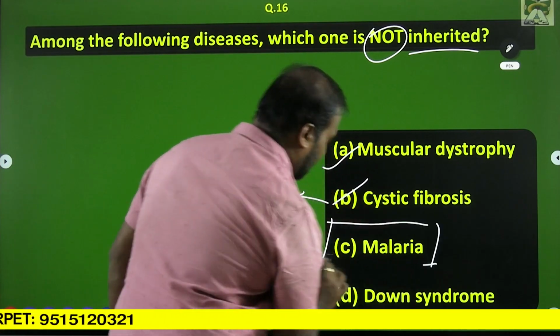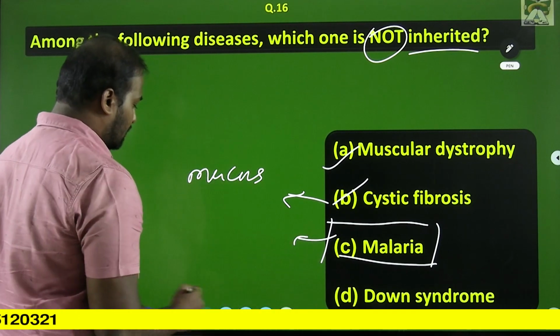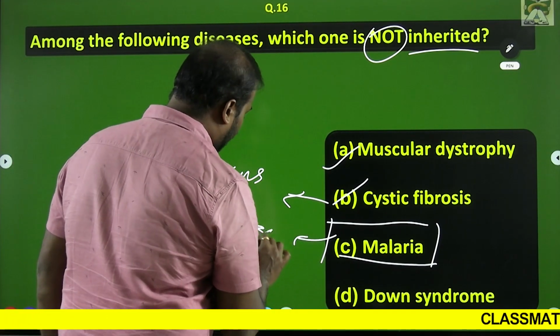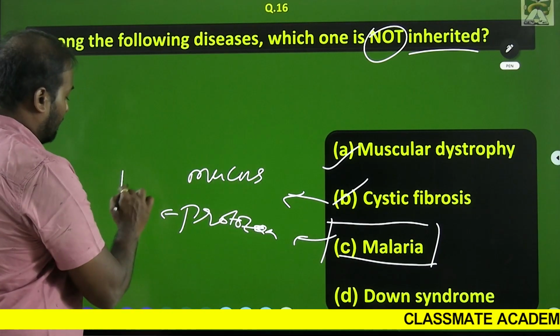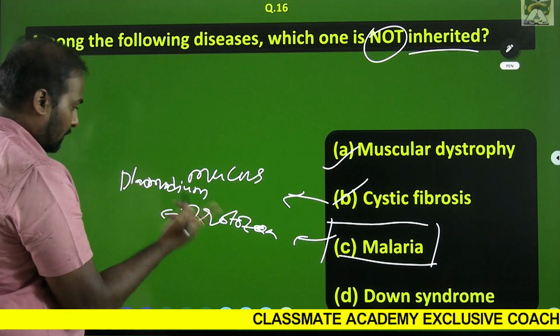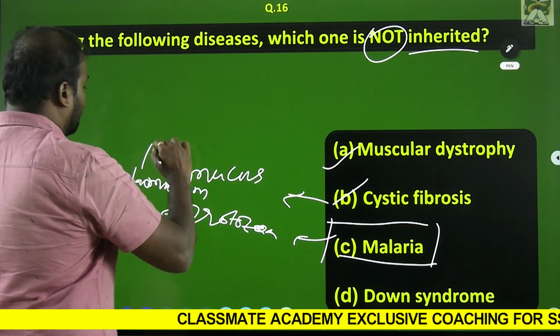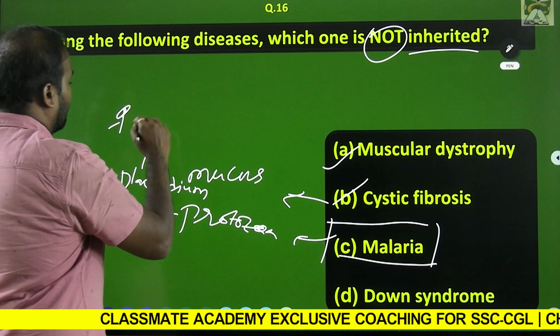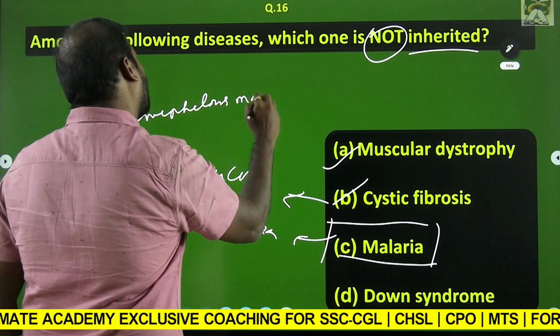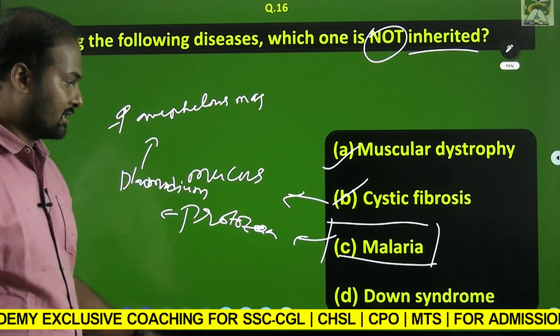This is your answer, because malaria is caused by a protozoa called Plasmodium. And obviously, this protozoa Plasmodium vivax is transmitted by a mosquito, that is, the female Anopheles mosquito. The female Anopheles mosquito will transmit malaria.